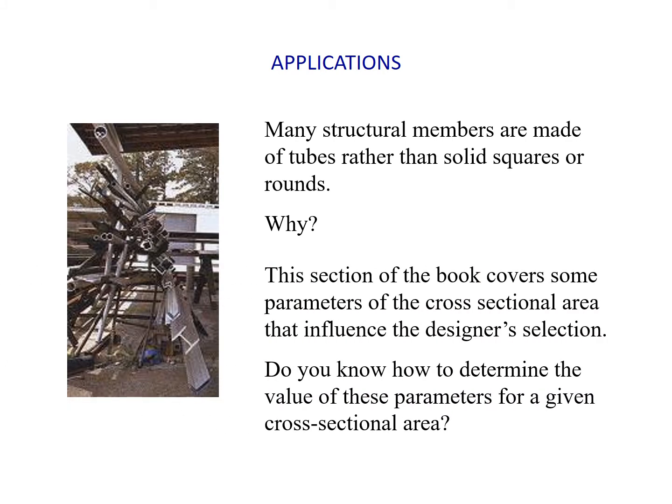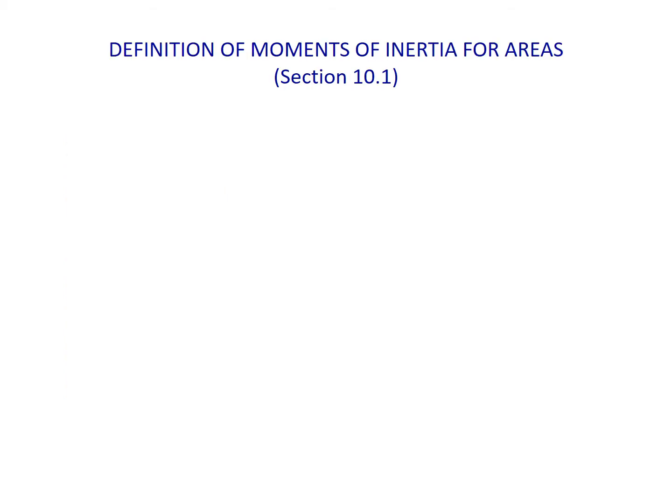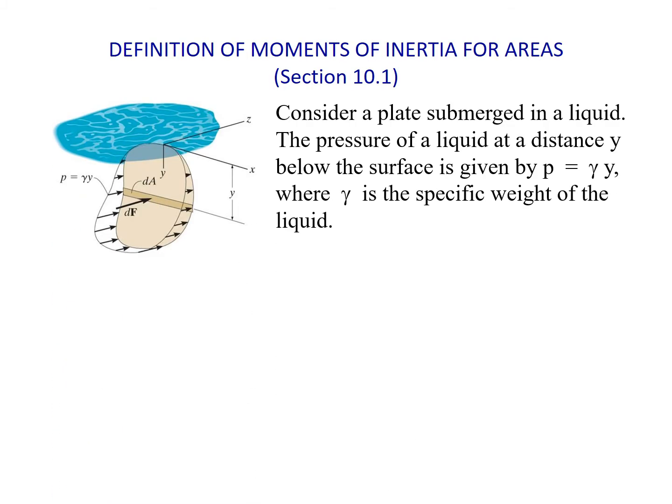This section of the book covers some parameters of the cross-sectional area that influence the designer's selection of what type of beam or column to use. Do you know how to determine the value of these parameters for a given cross-sectional area? Probably not yet, but you will soon. Looking first at the definition of moment of inertia for areas, consider a plate submerged in a liquid.